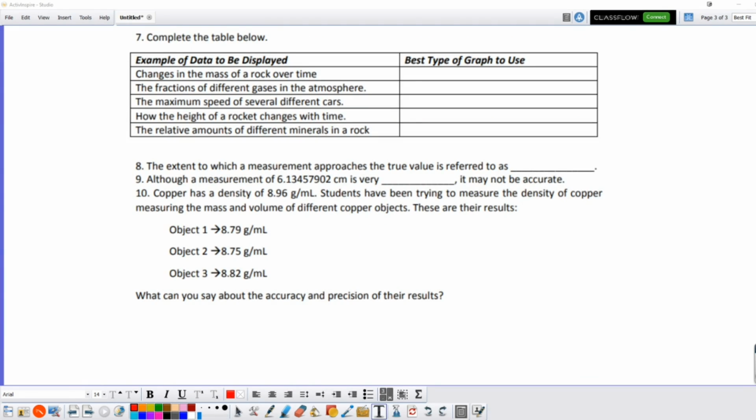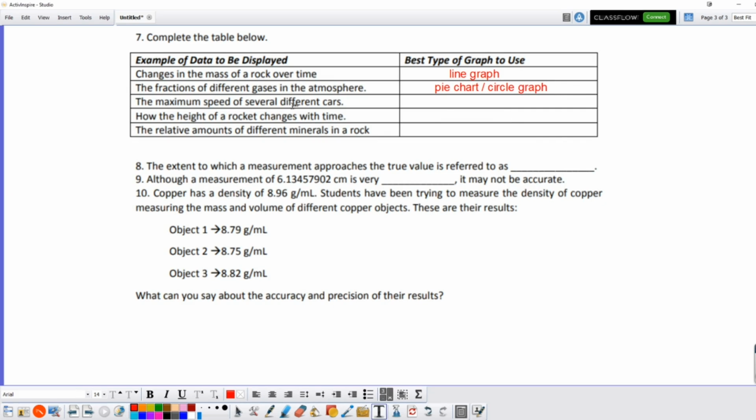Number 7 says complete the table below. What we're going to be doing is reading each one of these off and then describing the best type of graph to use in that scenario. The first one says changes in the mass of a rock over time. That sounds like a relationship, and it'll be covered in the notes that if you're comparing something over time, you're going to be using a line graph, the best type of graph to show a relationship. The second one is the fractions of different gases in our atmosphere. If you're showing parts of a whole, that sounds like a pie chart, also known as a circle graph.